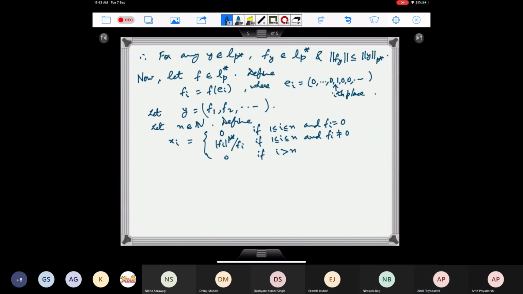Then obviously this sequence, if I define x equal to xi, this is in lp, because only finitely many terms are non-zero, so of course it is in lp, and x is nothing but summation of xi ei, i equal to 1 to infinity. In fact, xi ei, i equal to 1 to n, I can write.